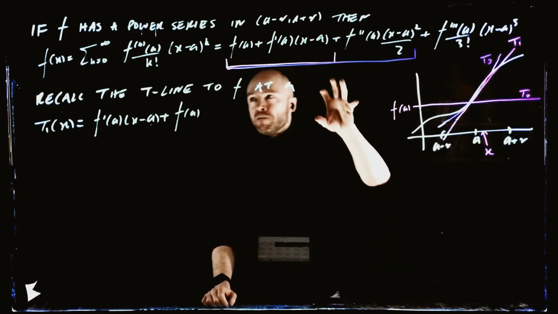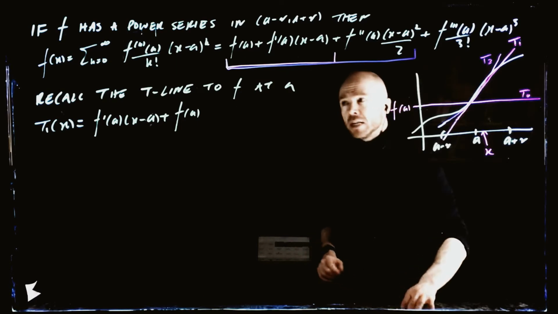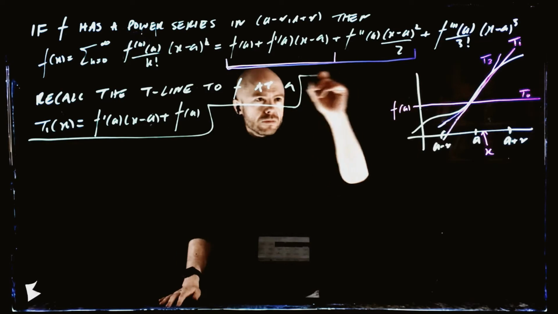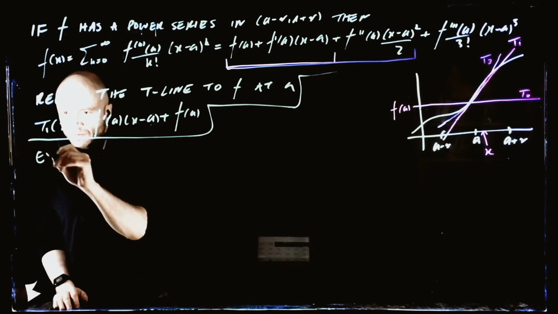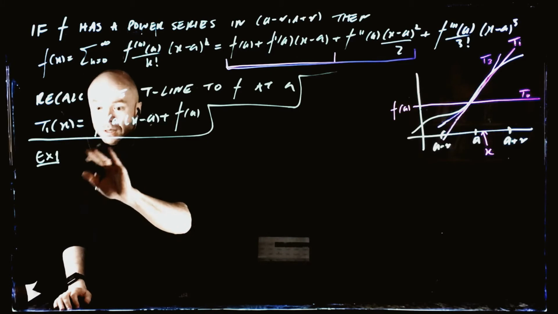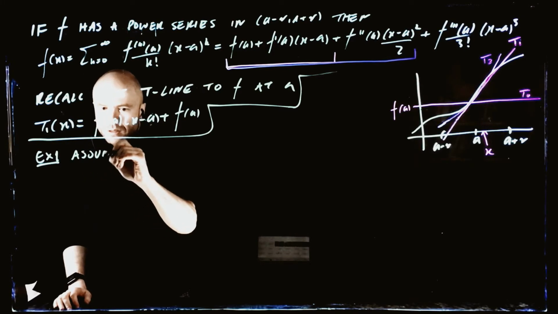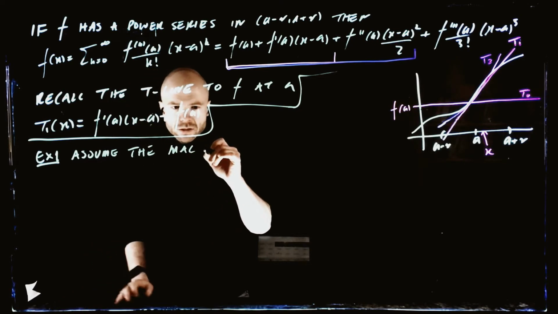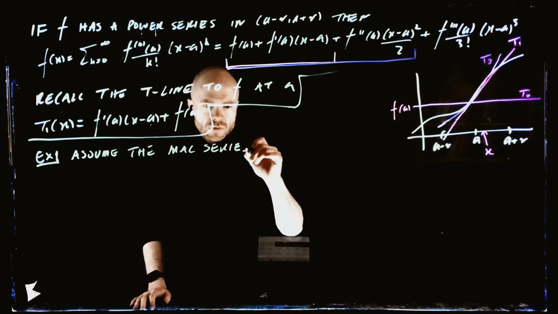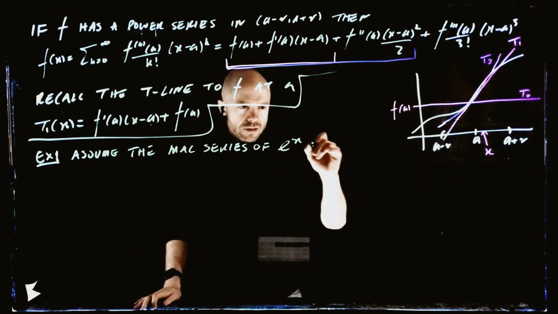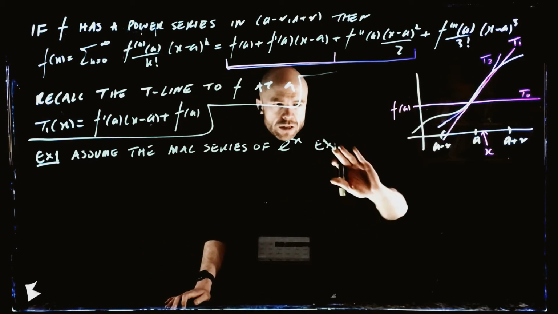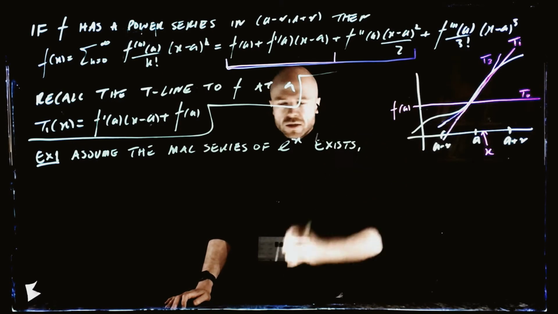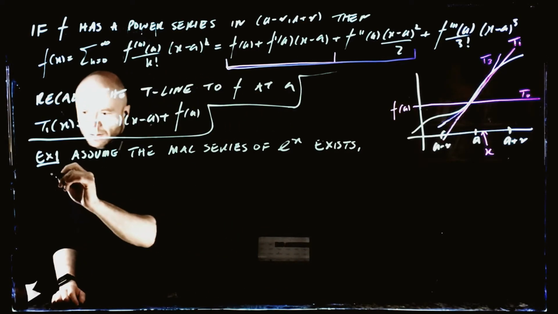Cool. All right, so that's the point of this. That's the essence of this. Let's do an example. Example 1. Assuming the Maclaurin series of e to the x exists, because I haven't told you anything about when it exists yet, I'm just assuming it does, calculate the series and its radius of convergence.